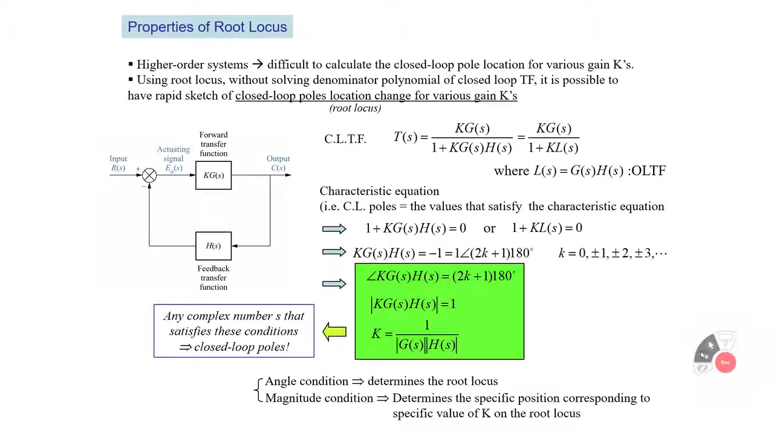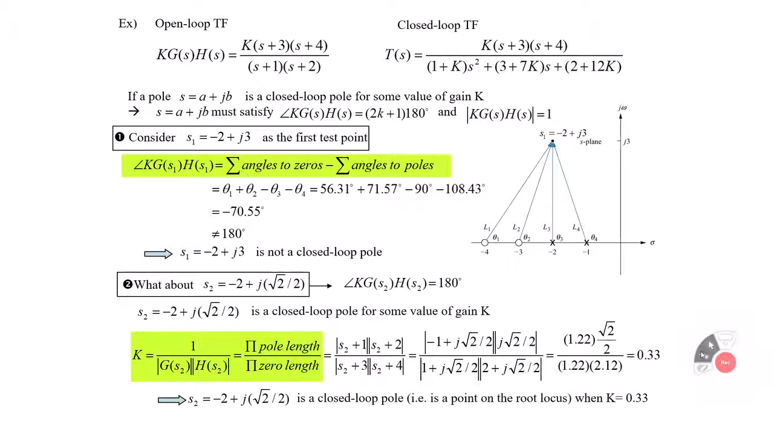I don't know. But there is a way to check. How? KGH must be this. So 이 점은 I'm going to plug this point into here and calculate the angle, and if that angle is this, that is the closed pole. If that angle is not this, that is not closed pole. So let's look at this. 형훈아, 따라오고 있어? Okay?